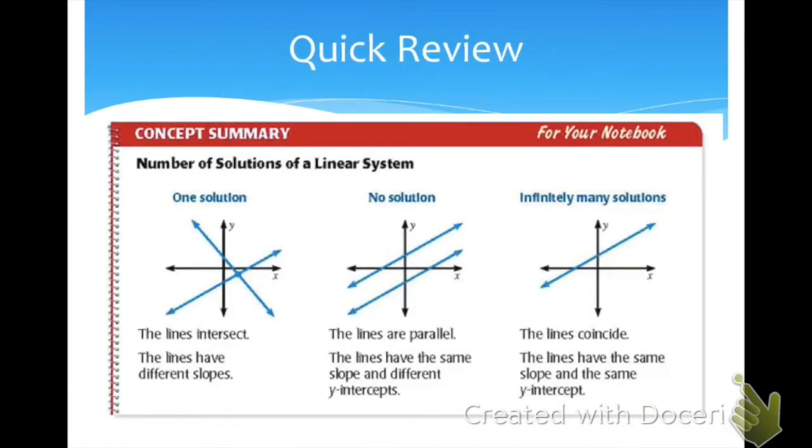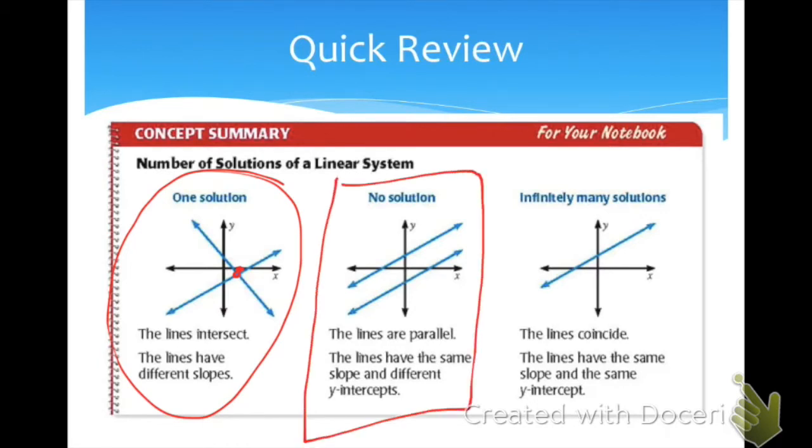The last thing I just want to go over quickly is a review of the number of solutions, and talk about why some of them don't work. The traditional ones we've dealt with are the one solution, where the lines intersect. We can find our one solution as their intersection point. No solutions will happen when the lines are parallel. They're never going to intersect. Parallel lines have the same slope and different y-intercepts. And last but not least, we have infinitely many solutions.